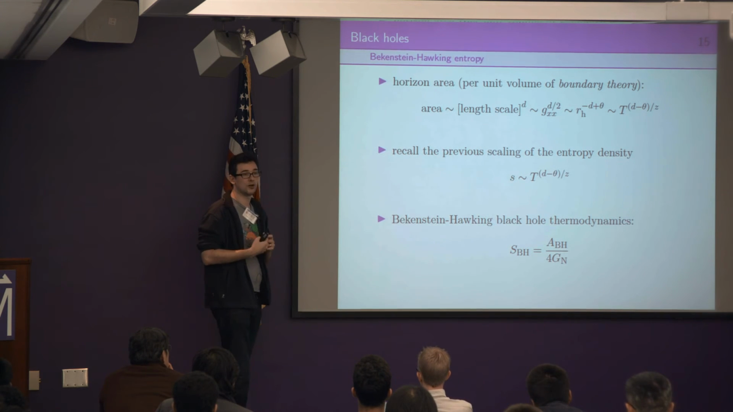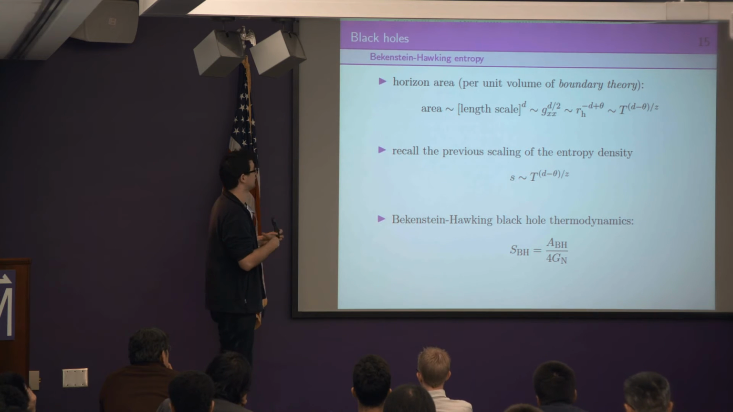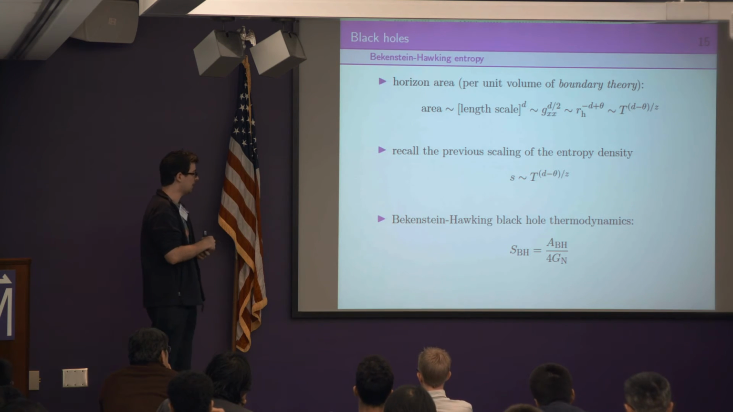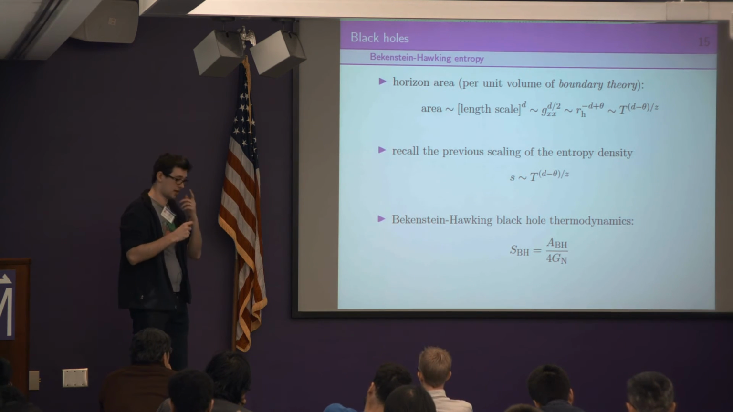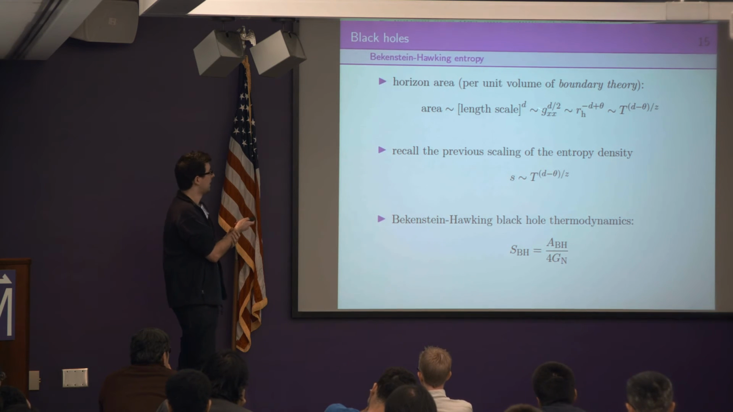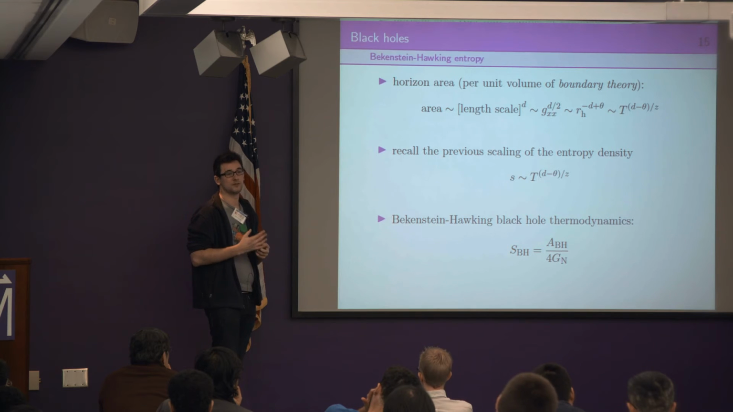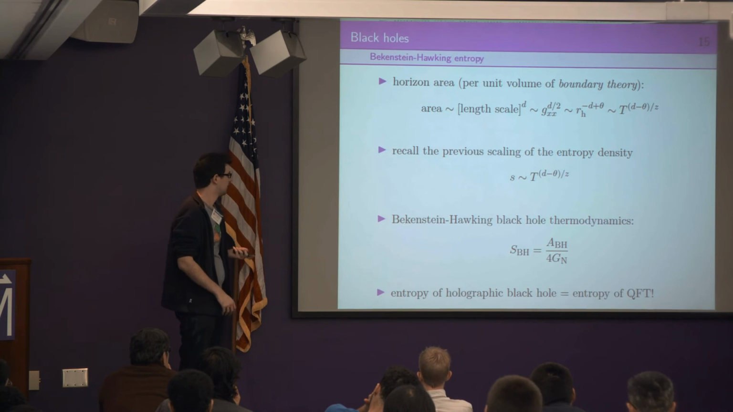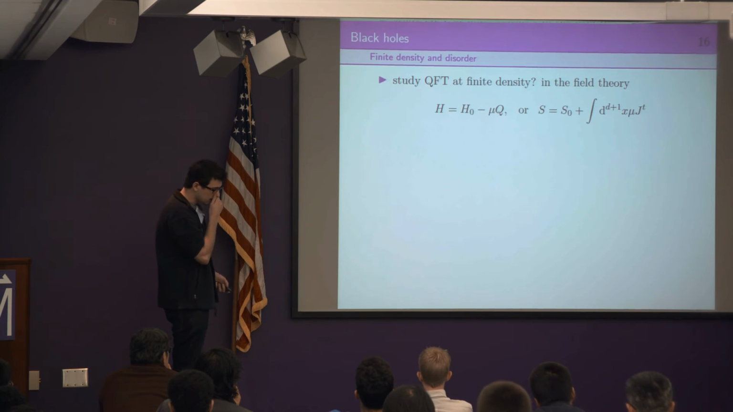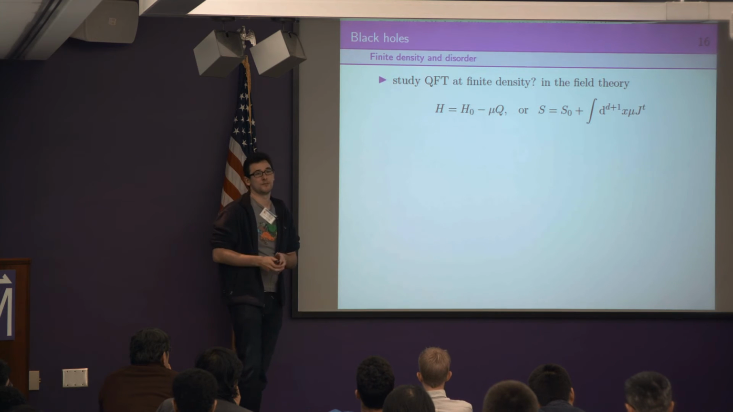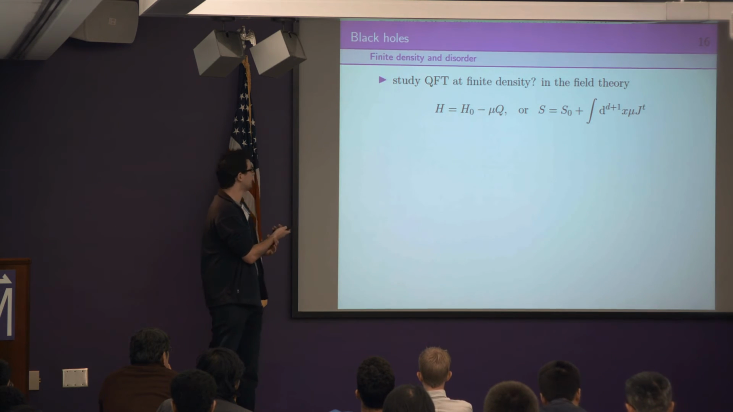So you can calculate the entropy of your boundary theory. In some of these bottom-up descriptions, you can calculate entropy in the bulk, and these two agree. All right. So that's finite temperature. If we want to do finite density, it's pretty similar.